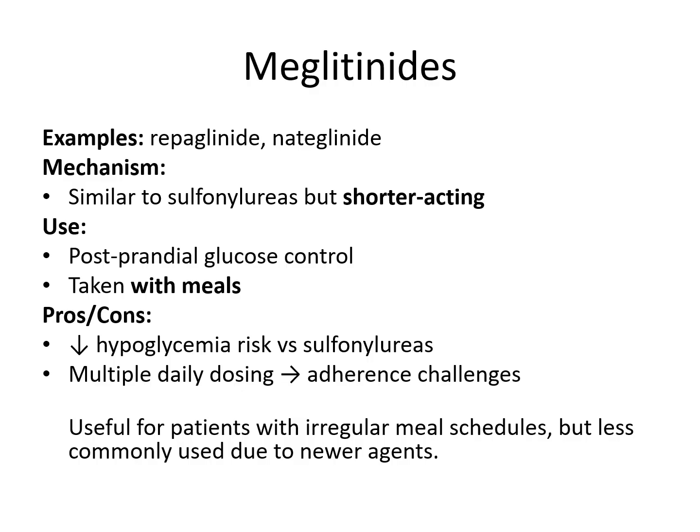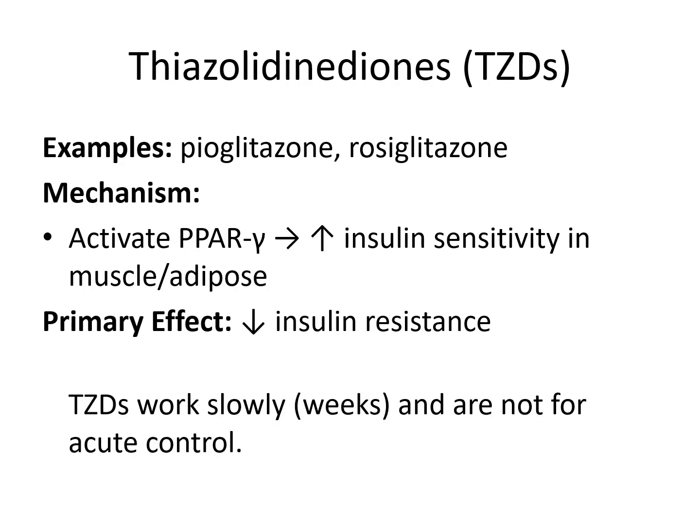However, one downside is that the patient has to take this multiple times a day with each meal. That can create some adherence challenges, especially if a patient already struggles with medication timing. They can be useful for those patients we talked about that might have an irregular meal schedule due to work. And these are generally used less frequently because of our newer agents that are offering better A1C reduction and weight benefit. But if you think of your meglitinides as your shorter acting sulfonylurea, they're a little more flexible, less hypoglycemia, but more dosing burden. So let's look at our TZDs, which are pioglitazone and rosiglitazone.